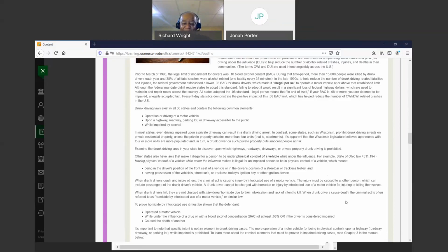When drivers crash and injure others, the criminal act is causing injury by driving under the influence. A drunk driver cannot be charged with a homicide or injury by intoxicated use of a vehicle for injuring or killing themselves. But if they do so to someone else, then they can be charged with involuntary manslaughter or voluntary manslaughter, depending upon the jurisdiction. Okay, it says when drunk drivers kill, they are not charged with intentional homicide due to intoxication or lack of intent, but when they cause death, the criminal act is often referred to as a homicide, because homicide is when someone dies.